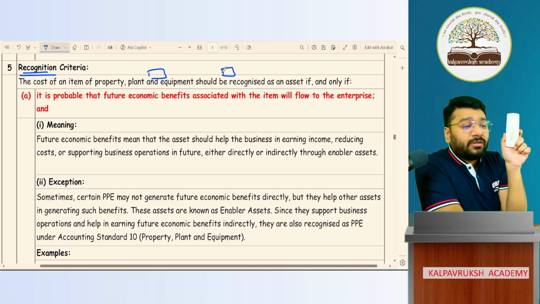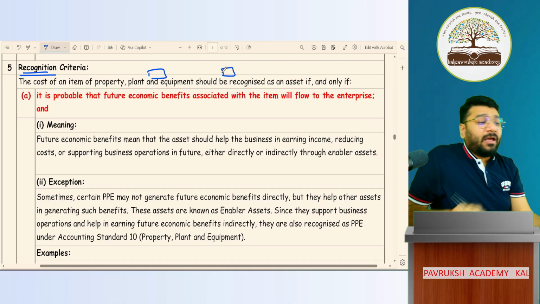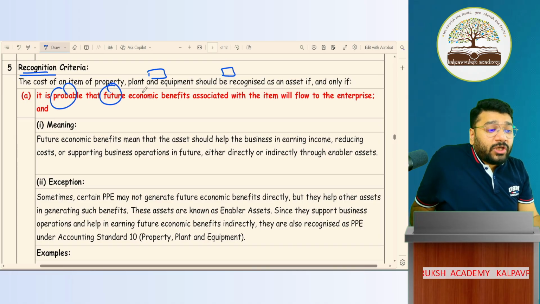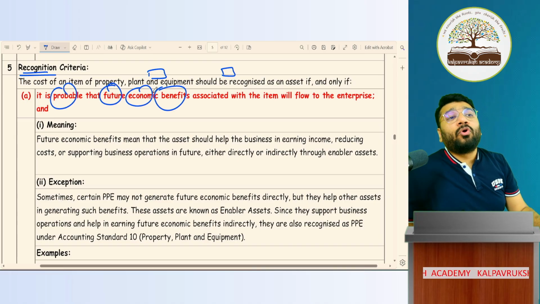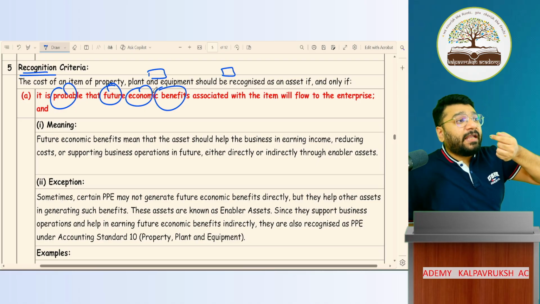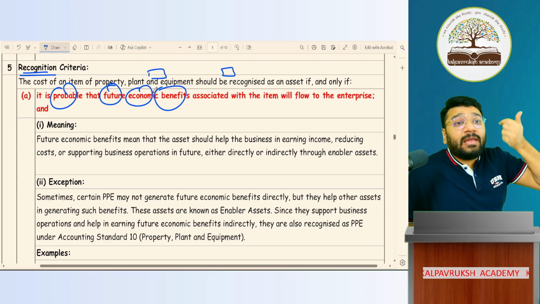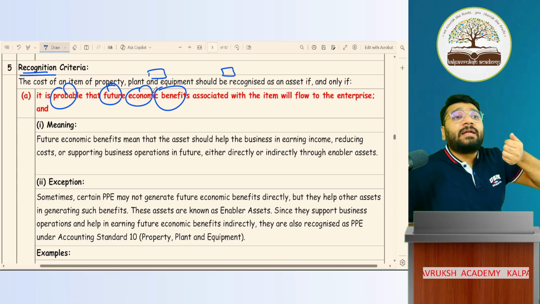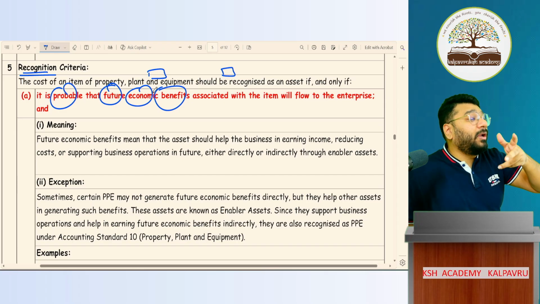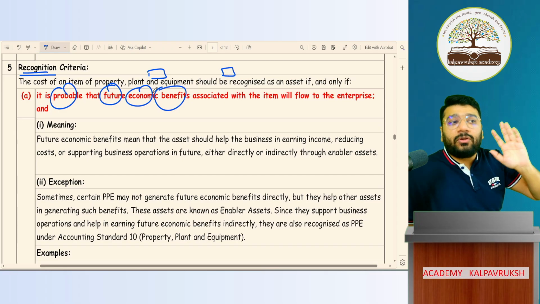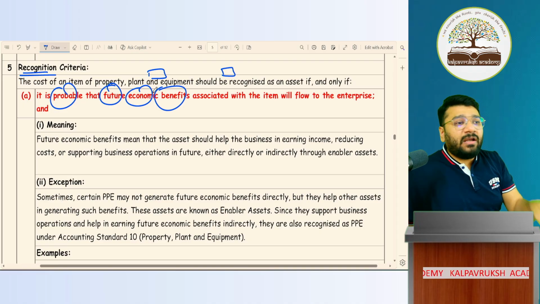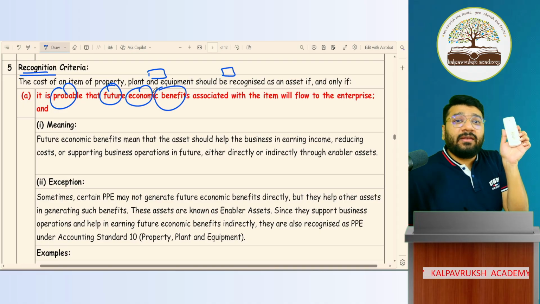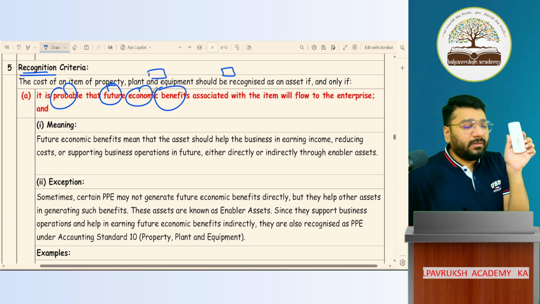What is the first condition? From this PPE, there should be a probable future economic benefit that should flow to the enterprise. Some economic benefit. Which benefit are they talking about? Economic benefit. Economic means what? Monetary. Not just money. Anything monetary related. It could be in cash or kind also. Got it, not got it? Some benefit we should get out of this PPE. When? In future.